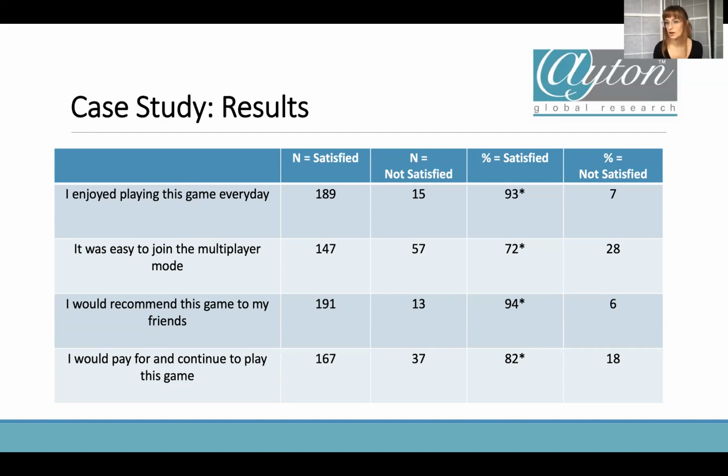So for example, if you wanted to put in your advertising, 93% of people said they enjoyed playing this game every day. That would go into the advertising. And again, it's just helping our developers know this as well.